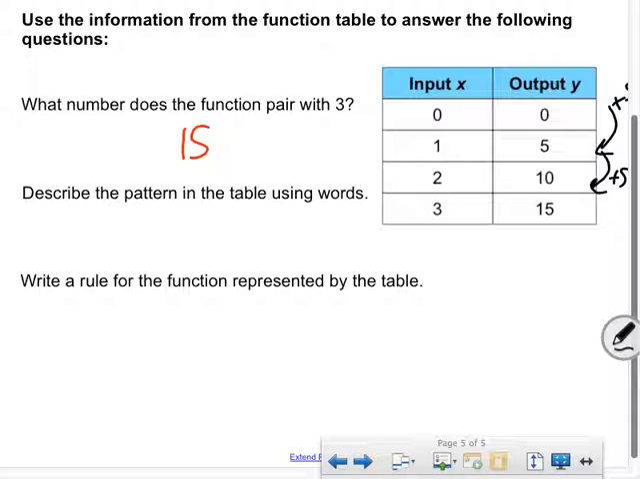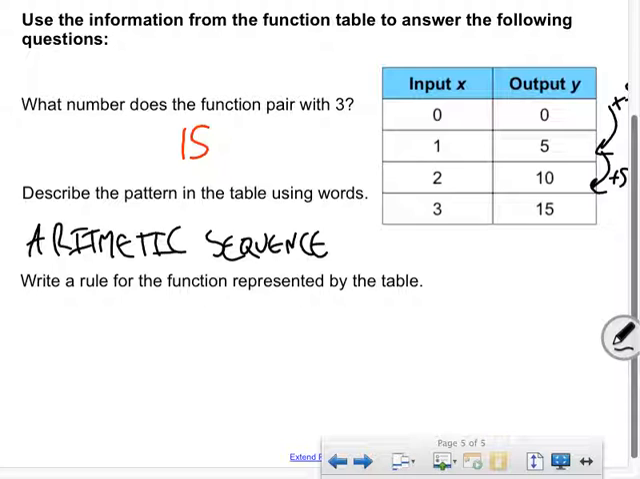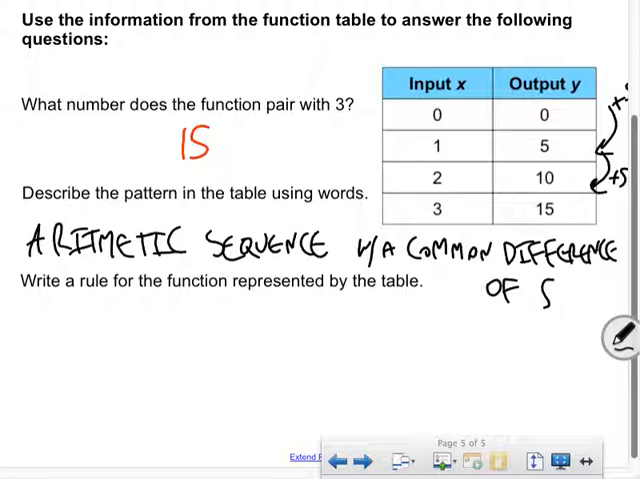Okay, remember if we're adding the same thing over and over to get to the next term, what is that? Do you guys remember? It's a sequence. What type of sequence was it? It was an arithmetic sequence with a common difference. Common difference of what? Of 5. Now, we need to figure out the last thing, which is the function.